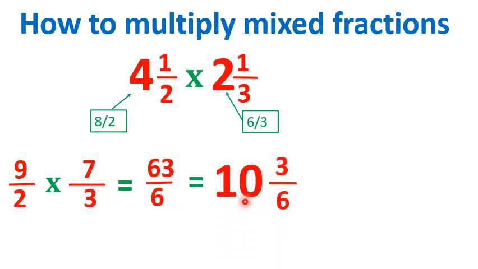The way I got that is that 6 goes into 63 10 times, so you get 10, with a remainder of 3 over 6. So 63 over 6 is equivalent to 10 and 3 over 6. And I can simplify that further to show that 10 and 1/2 is the final answer, because 3/6 is the same as 1/2. So the final answer is 10 and 1/2. Let's look at another example.